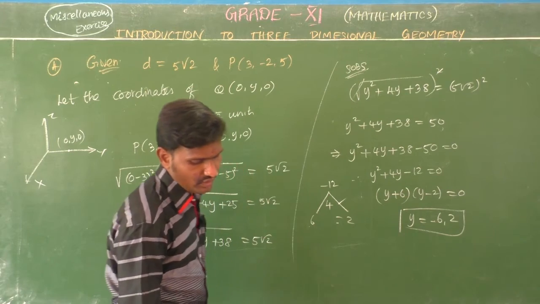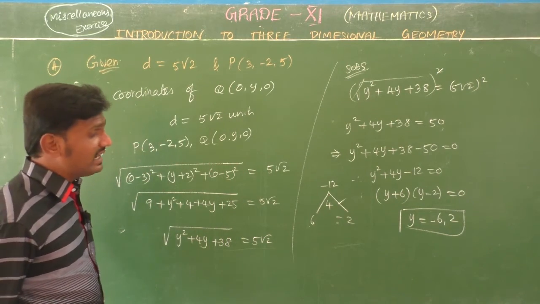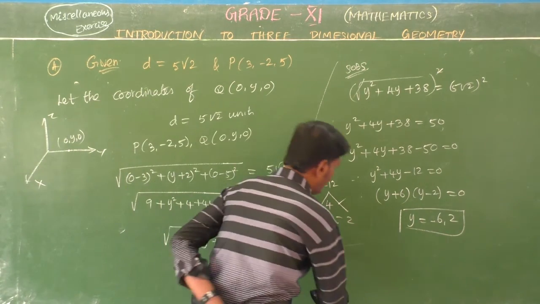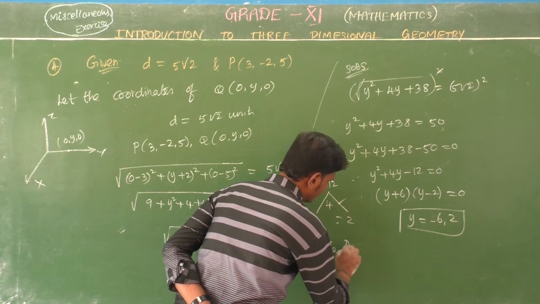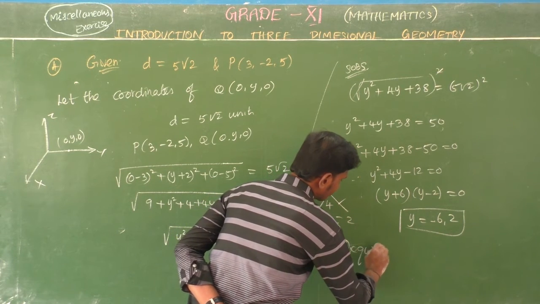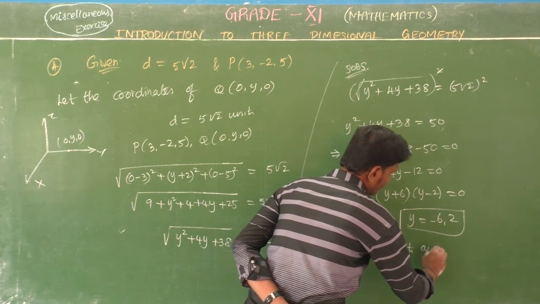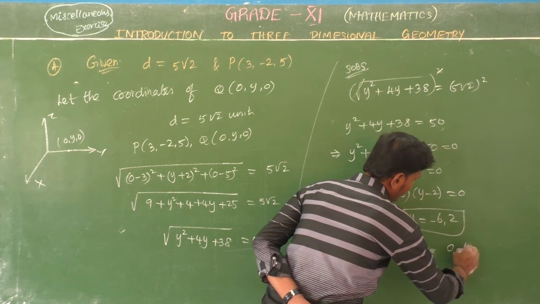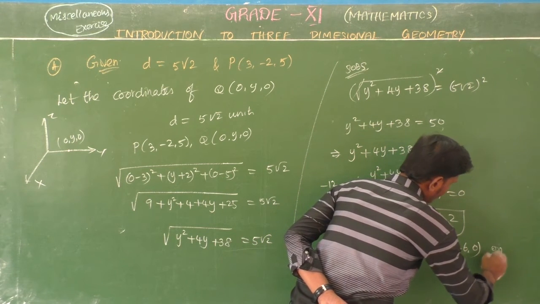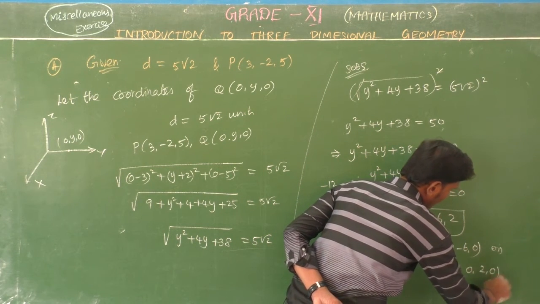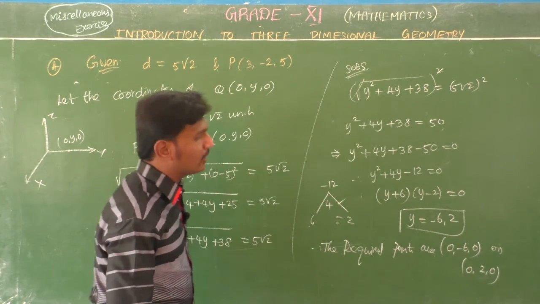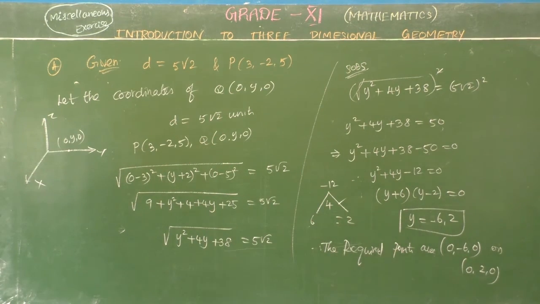What are the values of y? Minus 6 and plus 2. Therefore the required points are 0 comma minus 6 comma 0 or 0 comma 2 comma 0. So these are the 2 points. Okay, have you got it, children?